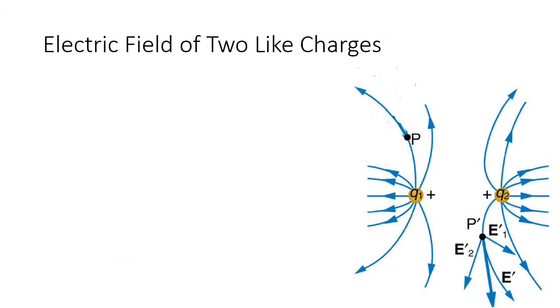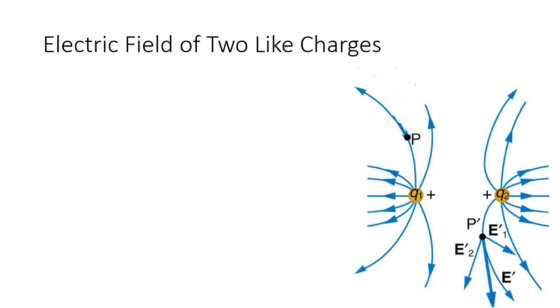Now let's just take a look at the lines and how they're created. Here we can see Q1 and Q2, and we have a point P and another point P prime. Let's see where they get all these arrows for P prime from. We'll use point P as a reference.